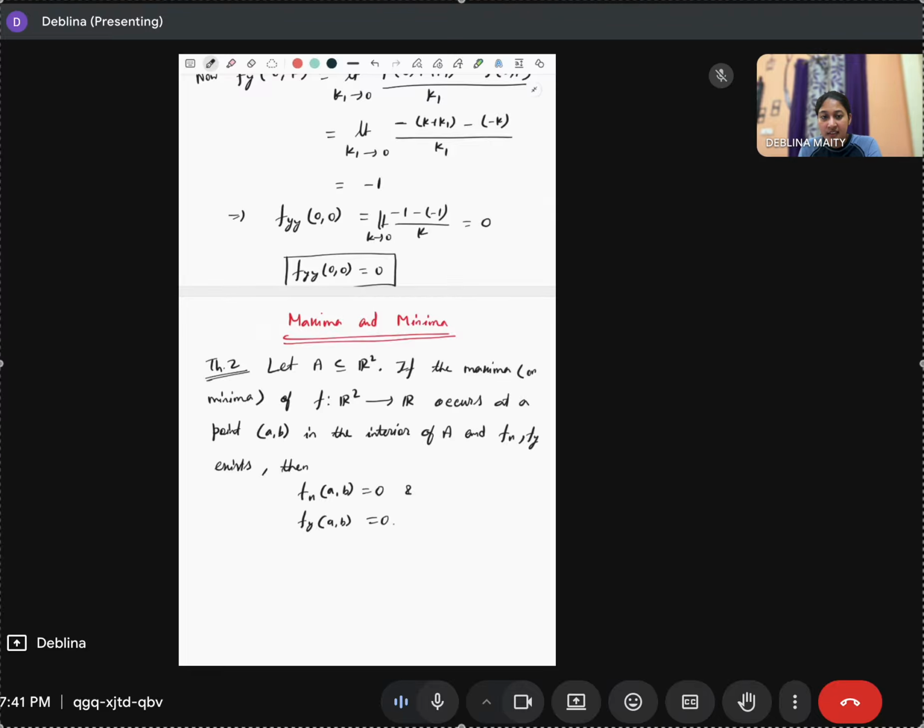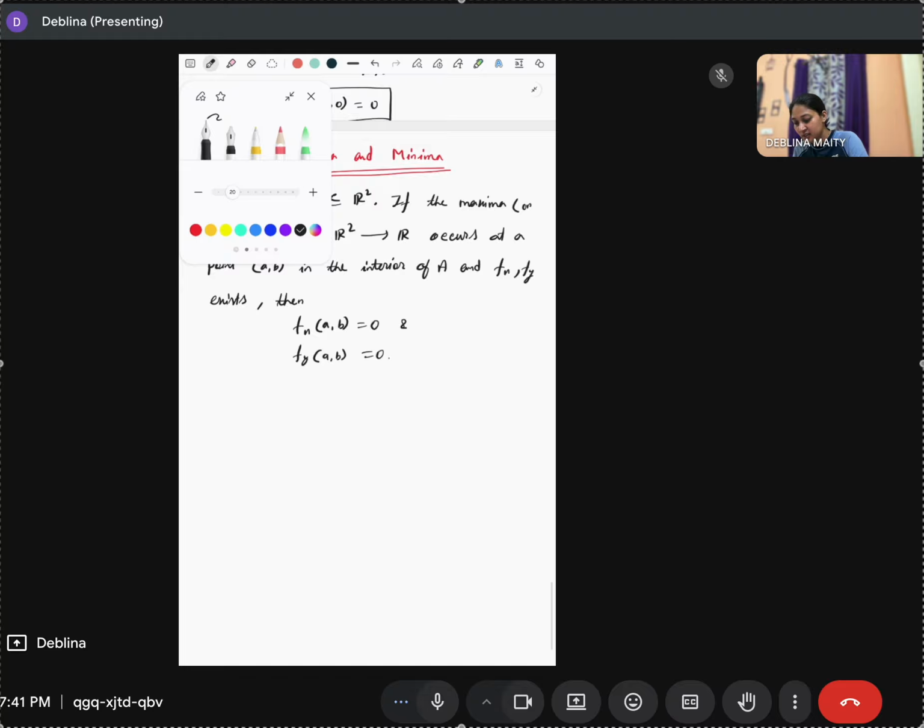Right. This is a necessary condition: if a maximum or minimum occurs at this point (a,b), then the partial derivatives of f are 0. But the converse is not true. If the partial derivative at a point is 0, it does not imply the point will be maximum or minimum. So that value may not be an extremum point. Okay, so we will see the converse is not true.